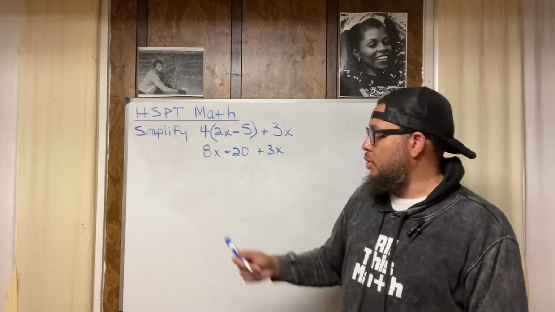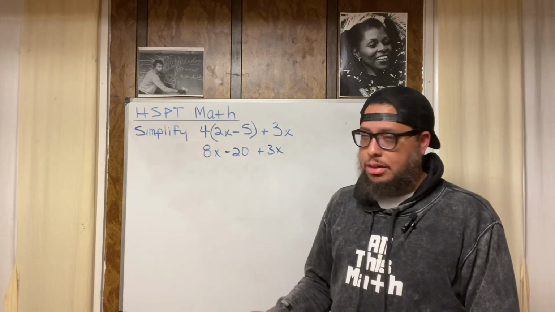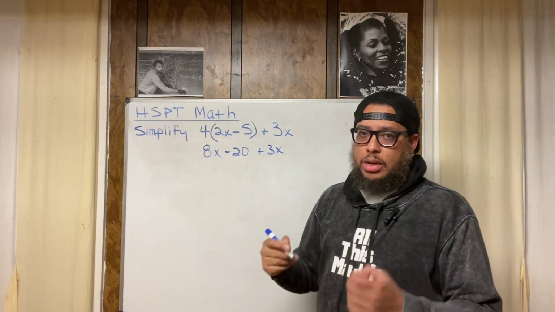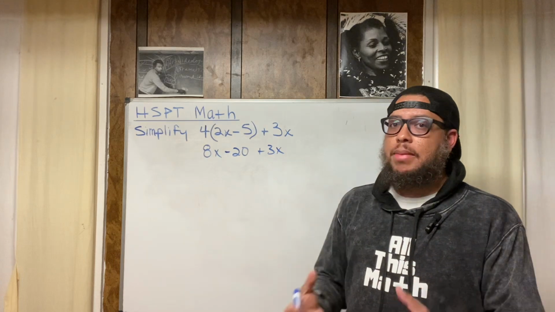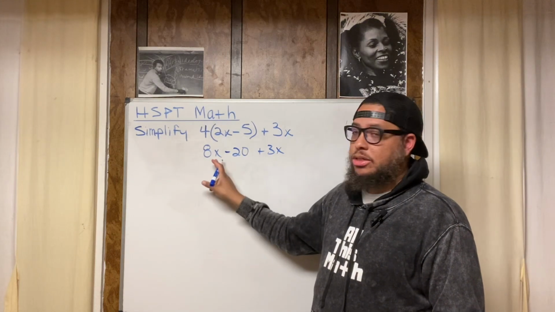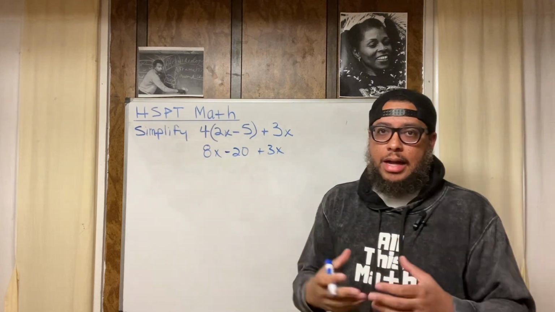Now, you also need to know that 8x minus 20 is not negative 12x. These two are not like terms. We're not going to actually subtract 20 from 8x because this is a negative 20 and this is an 8x. This is an x term. This is a constant. They are not like terms.